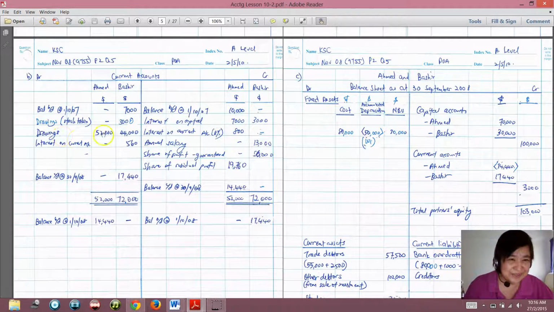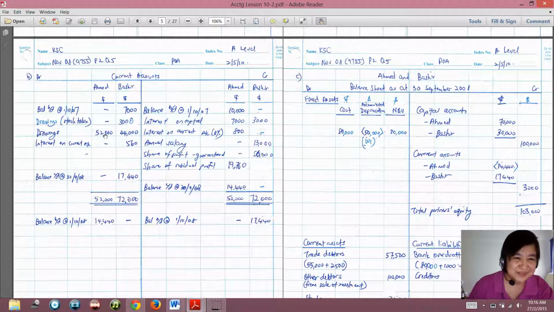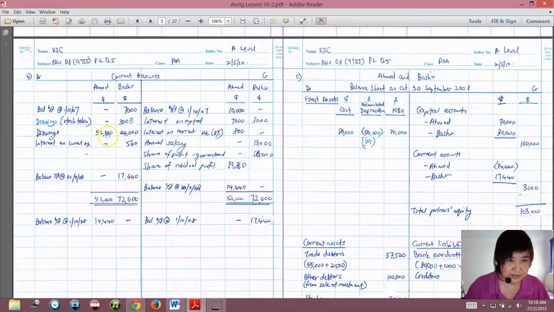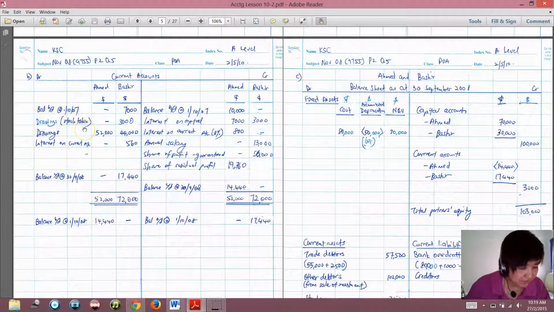So if Ahmad and Bashir have taken out so much money from the company as drawings, they will have less money in the company, so they won't be so happy because their money becomes less. Drawings, as you can see from the question, is on the debit column, and drawings should be on the debit side. That's how I get this drawings 52,000 and 42,000, obtained from the question. Not difficult, because we are just putting in whatever easy numbers first.